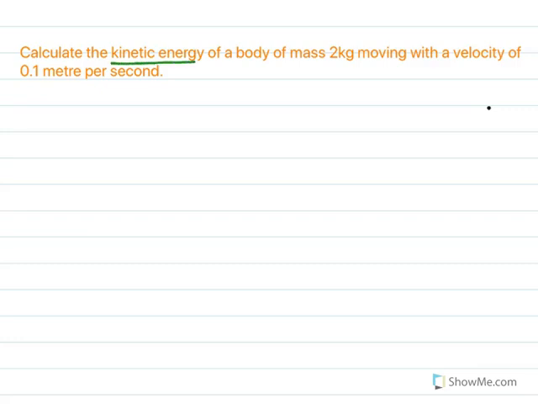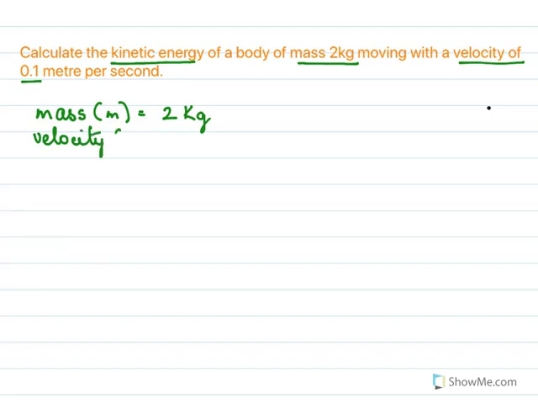Calculate the kinetic energy of a body of mass 2 kg. So we have mass m = 2 kg moving with a velocity of 0.1. So velocity v is 0.1 meter per second. We need to find the kinetic energy.